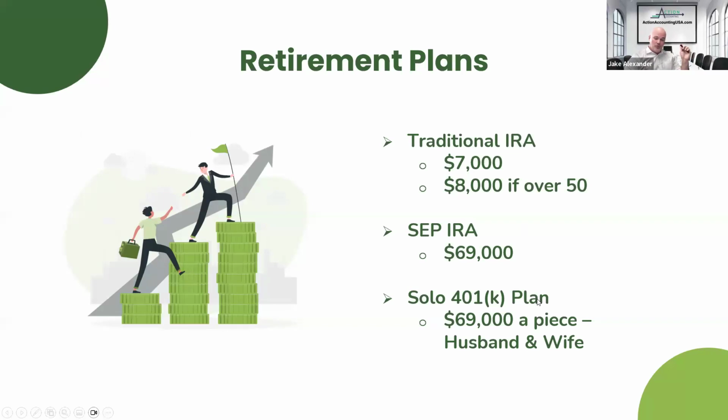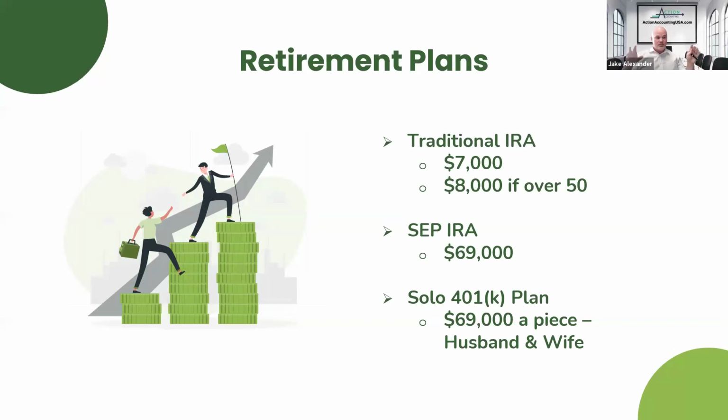There's also a solo 401k plan, which a lot of people are unfamiliar with. This is really for husband and wife owners of businesses that don't have any other employees. This could be a phenomenal plan for them right here. The limit is the same as the SEP IRA. It's at $69,000, but it can actually apply to the husband and to the wife.